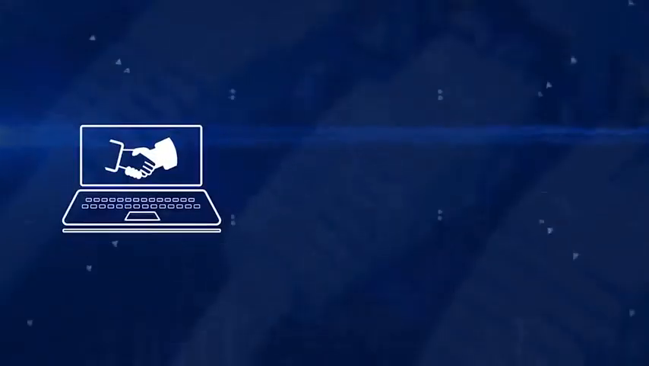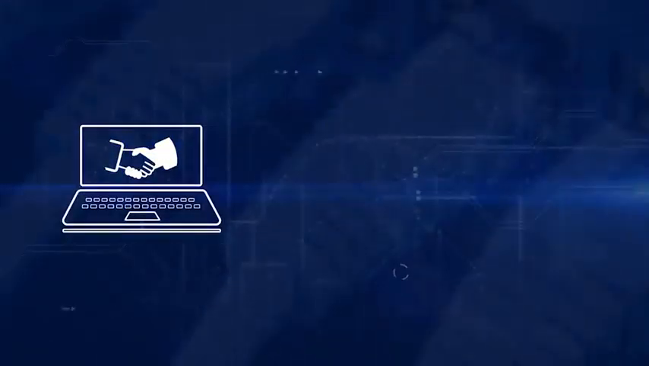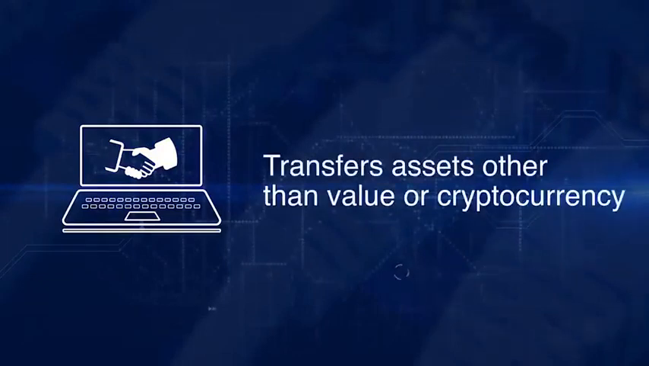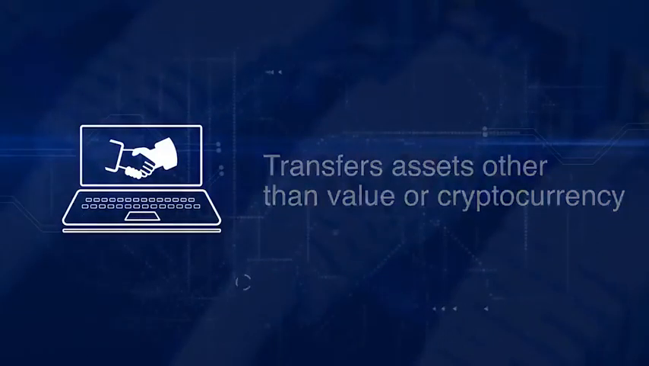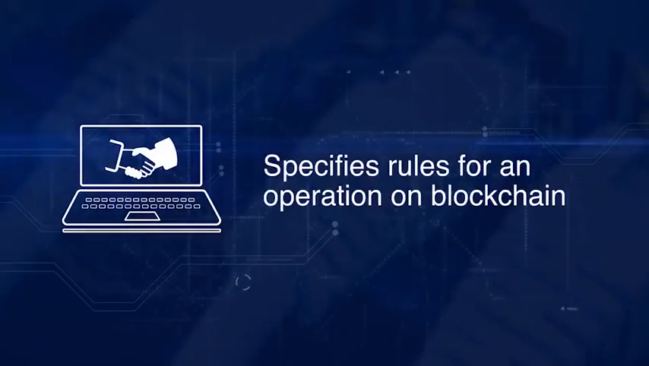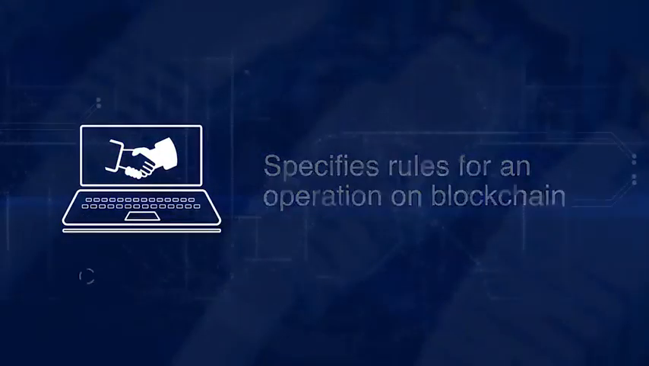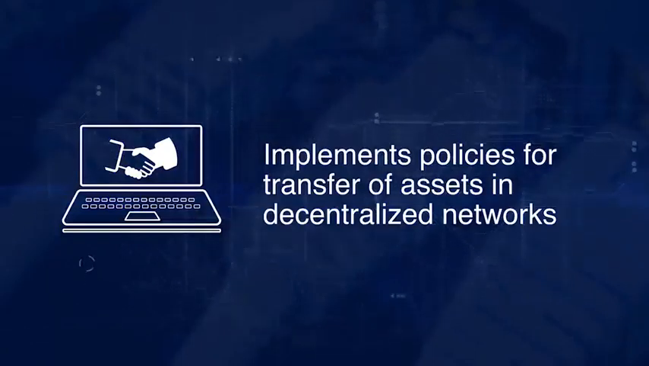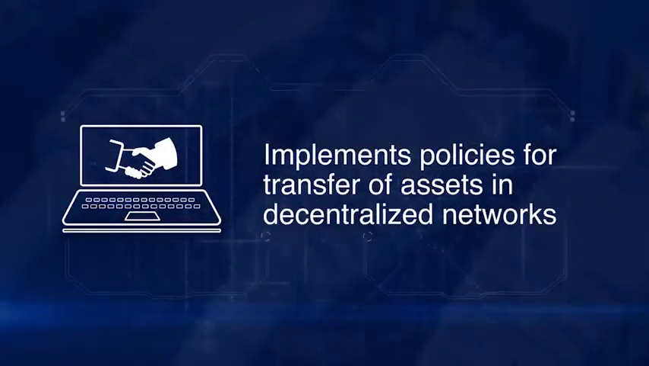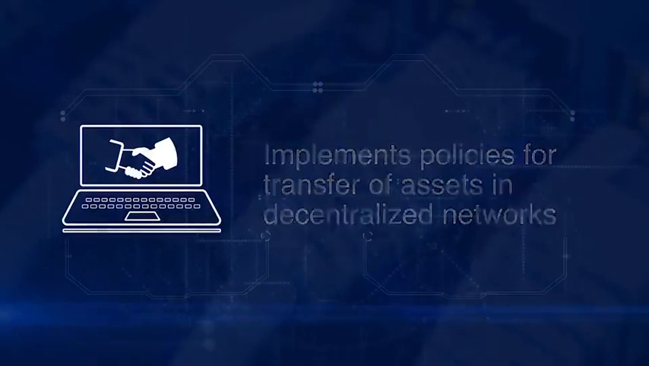Smart contract has some advantages, including a smart contract facilitates transaction for transfer of assets other than value or cryptocurrency. A smart contract allows specification of rules for an operation on the blockchain. It facilitates implementation of policies for transfer of assets in a decentralized network. It also adds programmability and intelligence to the blockchain.